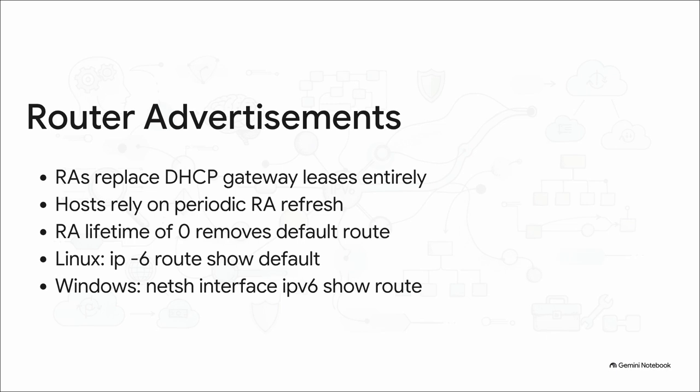Interestingly, if a router sends out an RA with a lifetime of 0, it's explicitly telling the clients, "Hey, stop using me as a gateway right now." So if your hosts are silently dropping their routes, check those RAs.